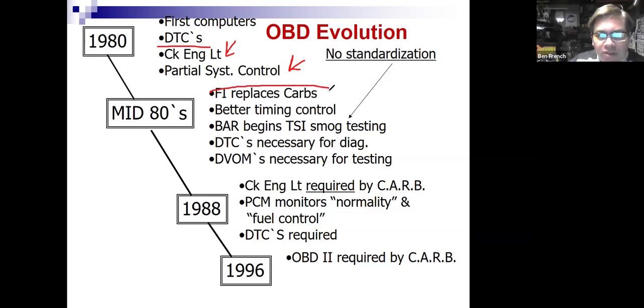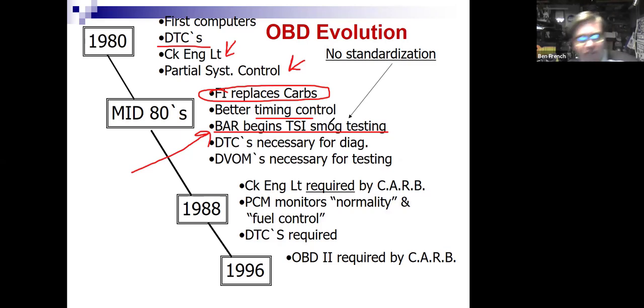Throughout the 80s, we basically phased out carburetors and phased in fuel injection, and the controls got better. We also, in California, this is the Bureau of Automotive Repair, or BAR, we started what we call two-speed idle smog testing. And we still do that today in more rural areas. So if you live up in the sticks, you might need a smog check every couple of years, but you're only going to get your emissions tested at idle and at 2,500 RPM.